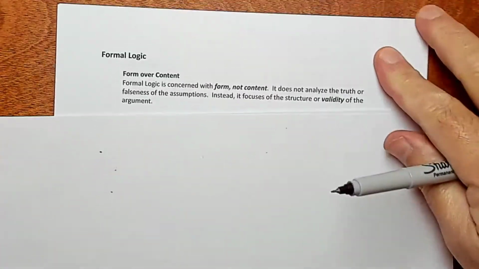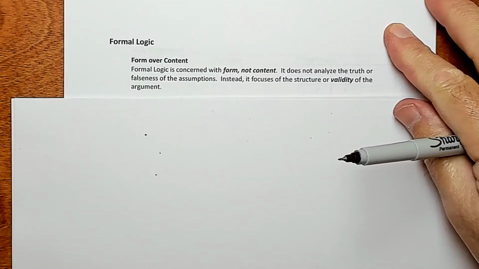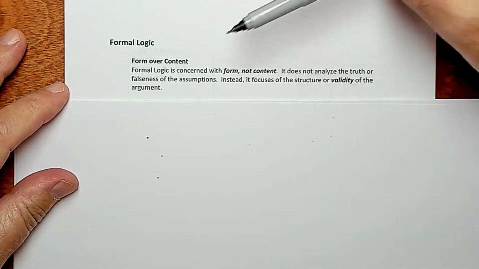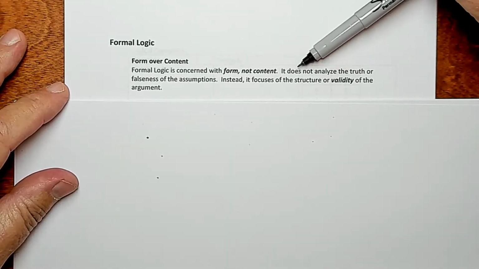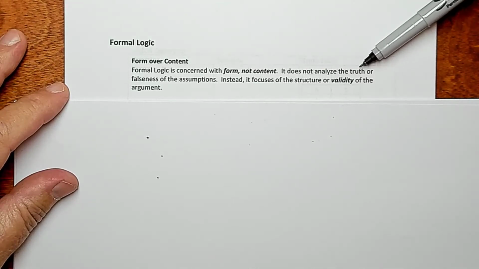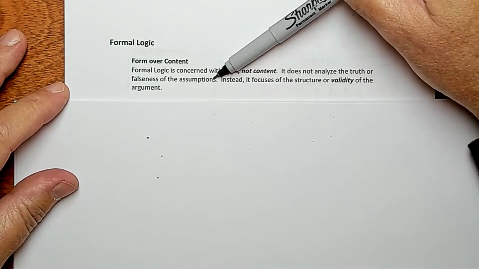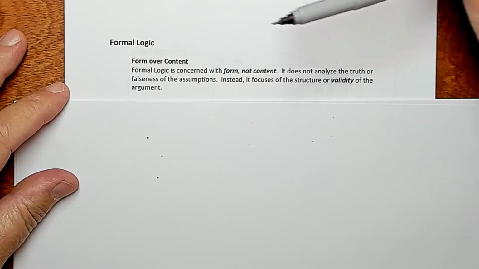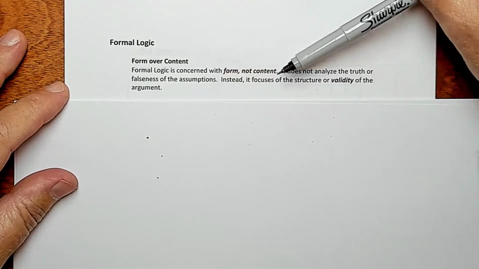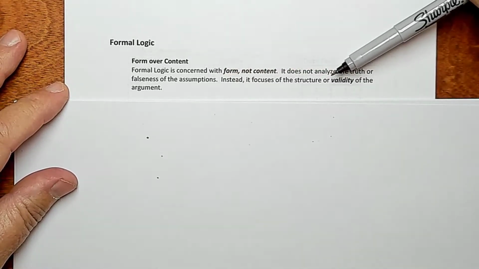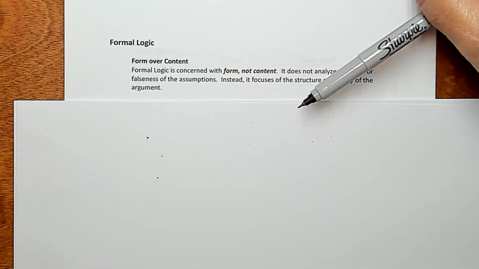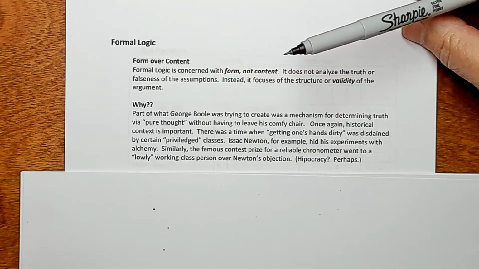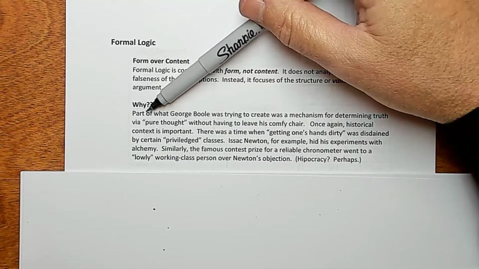There's this expression, form over content. Classical philosophy, the subdiscipline of formal logic, is concerned with form, not content. That is, we don't really worry too much about the truth or falseness of the assumptions. Like, we don't really care if Paris is the capital of France or not. We're just concerned with building these arguments that could process that kind of information, which is kind of a weird thing when you think about it. But why? A little historical context.